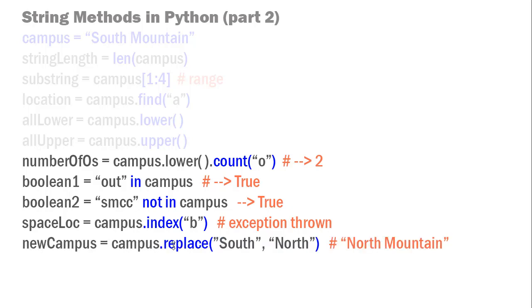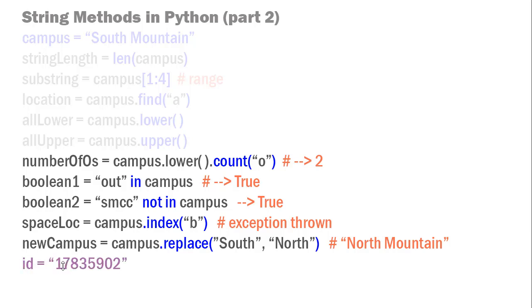Here we have new campus equals campus replace, and I have two arguments here. The first argument is south. That's what I want to search for. That's the old text, and I want to replace that with new text, which would be north. The value of new campus in this case would be North Mountain. So this returns a string and places it into the new campus variable.